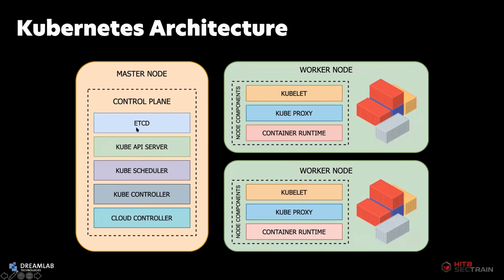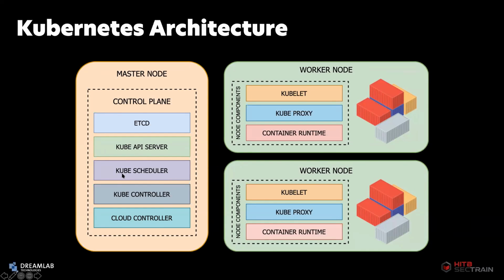And you have, first of all, the etcd. The etcd is where all the cluster information is stored. It's a kind of database, and it's a pretty important component. And then we have the kube-apiserver. The kube-apiserver is the main Kubernetes component. It's the heart of Kubernetes. All the requests pass through the kube-apiserver.